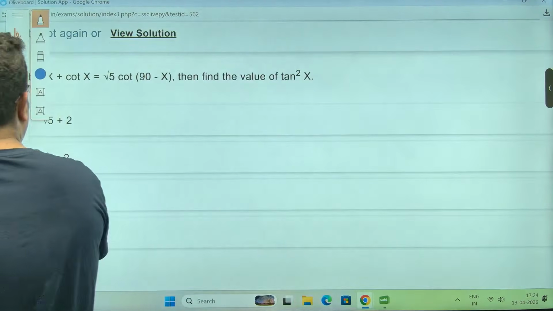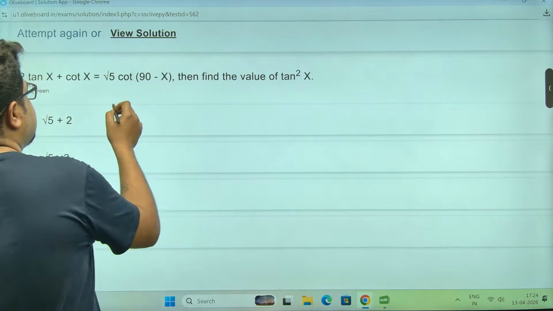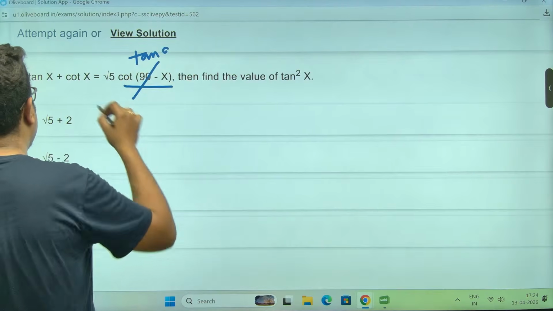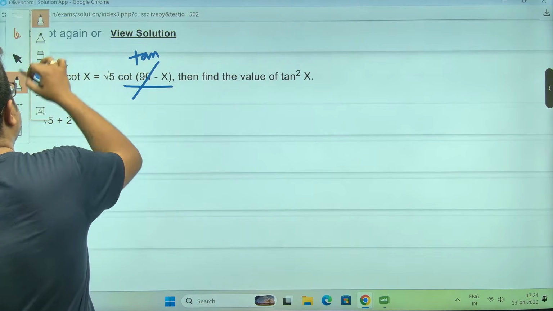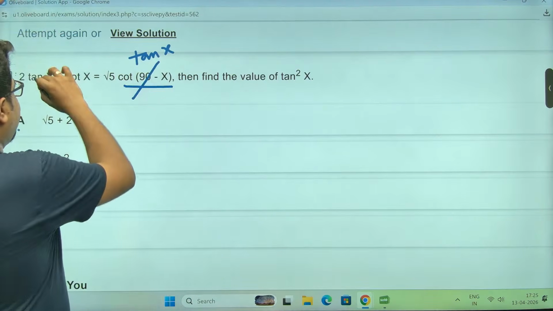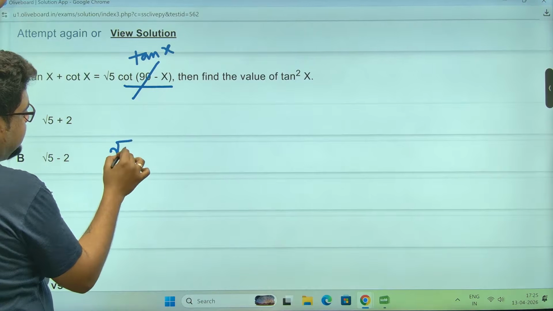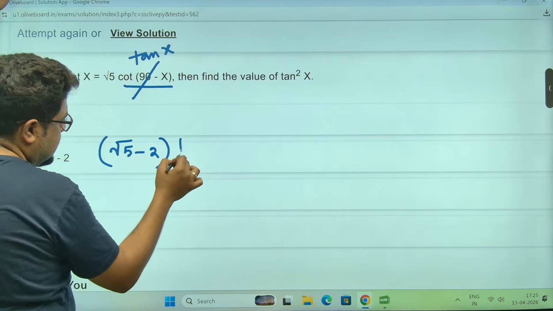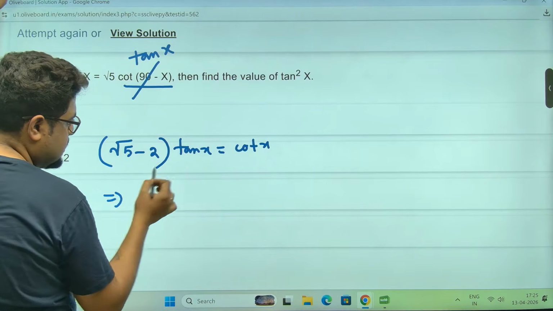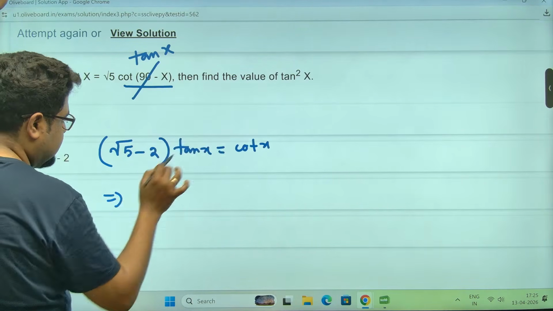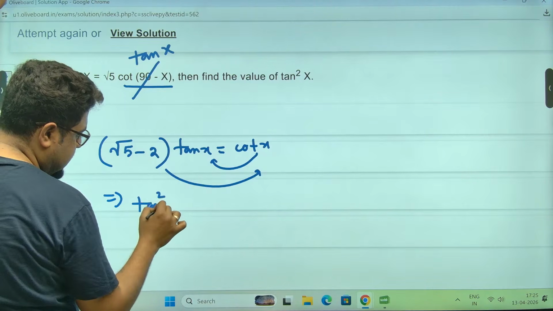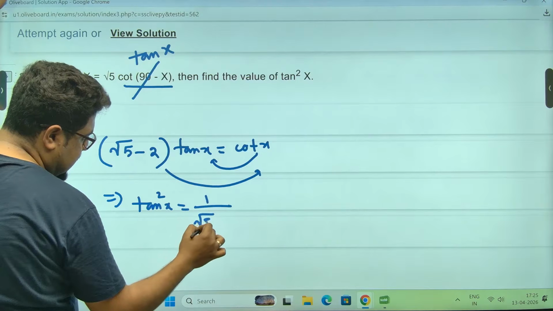They have given us something like this. 2 tan x plus this. Acha, sir. This is tan x. Cot 90 minus theta is equal to tan theta. Right? So again, if I take this to this side, it will become √5 minus 2, tan common, okay, into tan x is equal to cot x. So do one thing, sir. I can either take it to this side, but again, I'm choosing not to. I'm taking this to this side and this to this side. So tan square x is 1 by this. Now again, why did I do that?